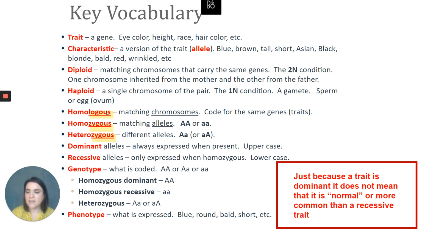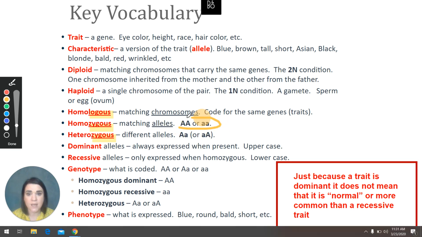Okay, homologous. This is talking about the same chromosomes, those matching paired chromosomes. They each contain the same genes, right? They have the same locus, or location, or address for genes on both of them. Okay, homozygous. Those are matching alleles, right? And you have two different versions of homozygous. You have homozygous dominant and you have homozygous recessive.